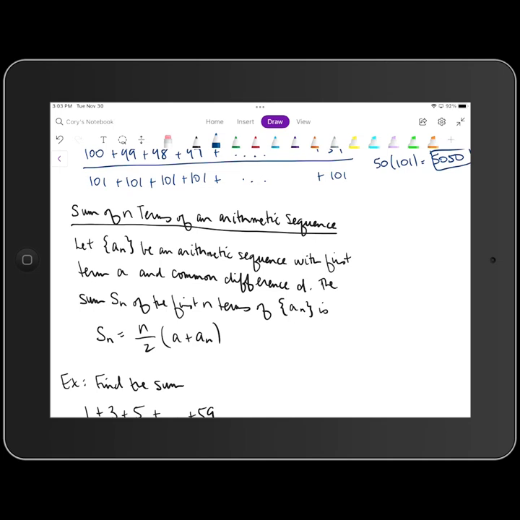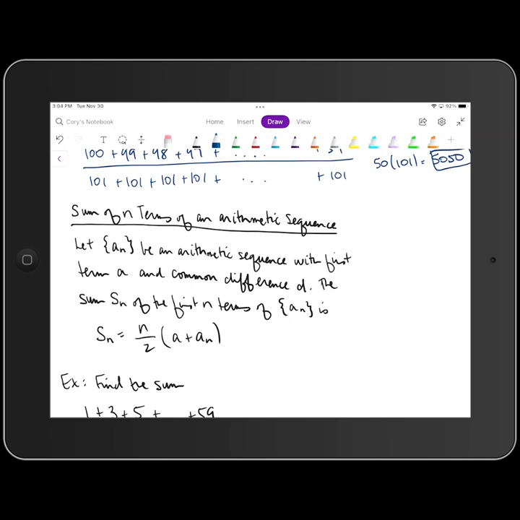Okay, so if we let a sub n be an arithmetic sequence with first term a and common difference d, the sum s sub n of the first n terms of the sequence a sub n is given by this formula, where s sub n is going to be equal to n over 2 times a plus a sub n. Okay, so we're taking the number of terms in the sequence and dividing it by 2.